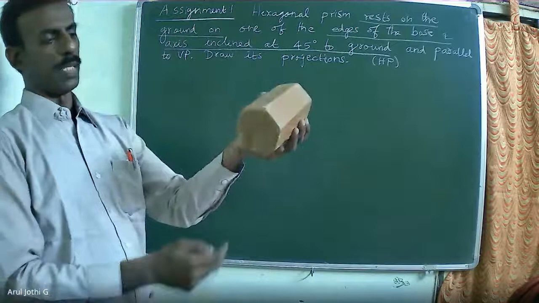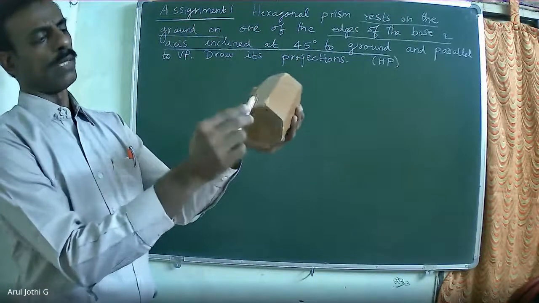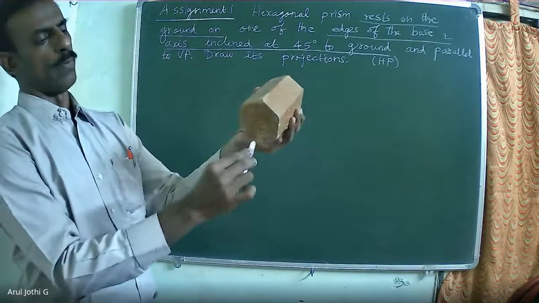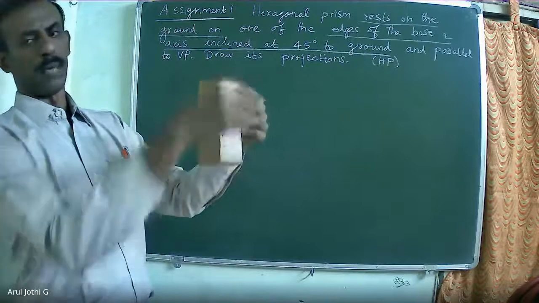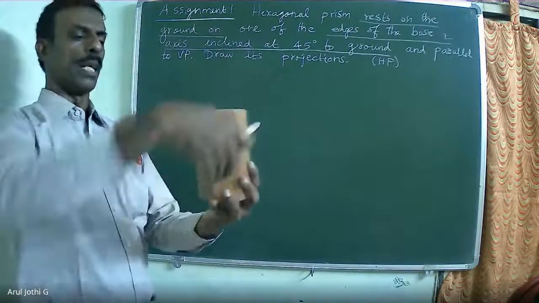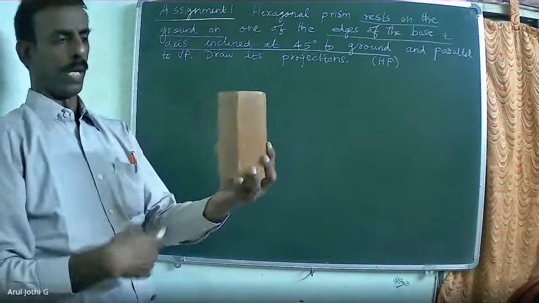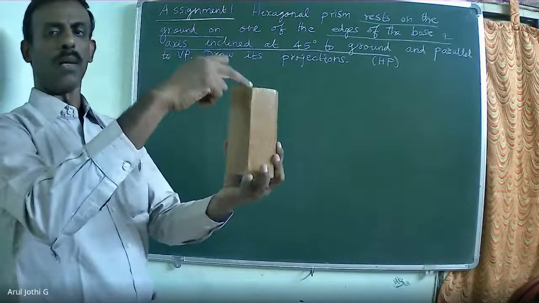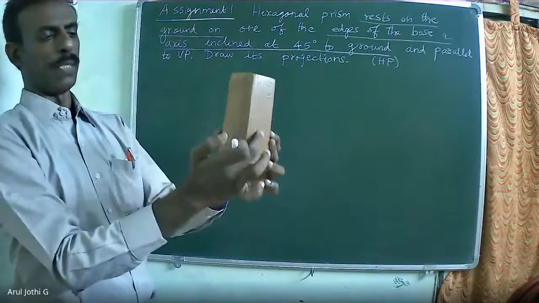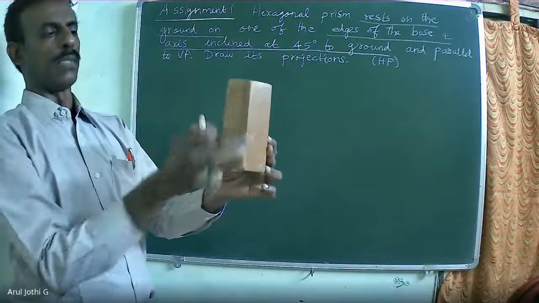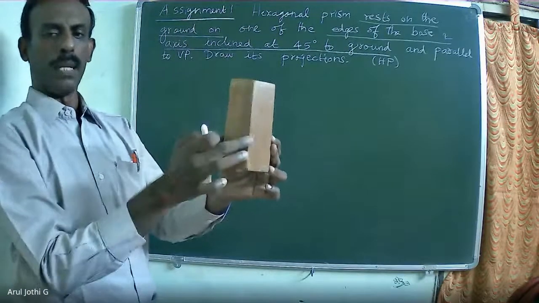Now this is a hexagonal prism. This is known as the side or edge. So 6 corners are available for the hexagonal prism. Similarly, 6 rectangular faces are available. All these rectangular faces form the lateral surfaces of the prism. This is the top face or top base, and this one is the base. These vertical edges will be called the longer edges or lateral edges.